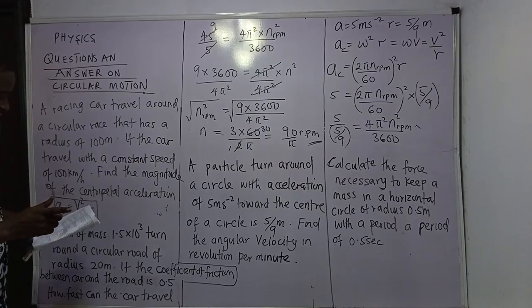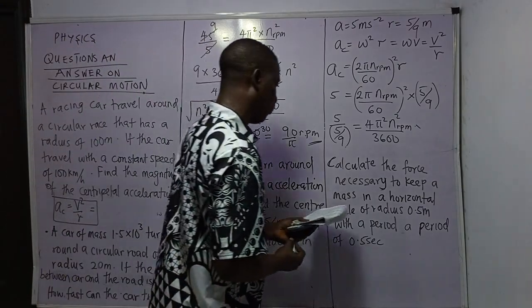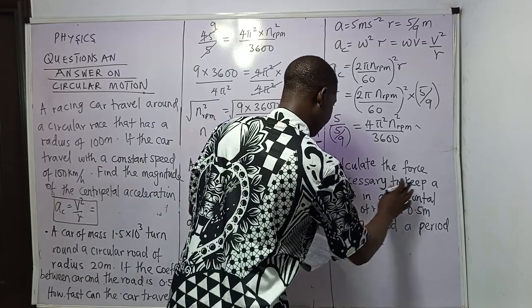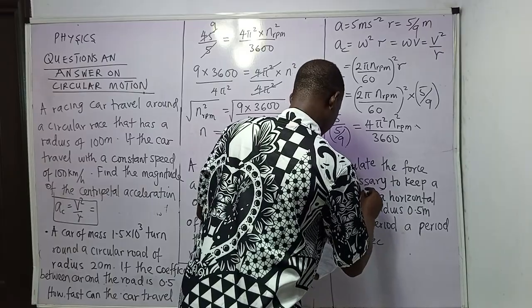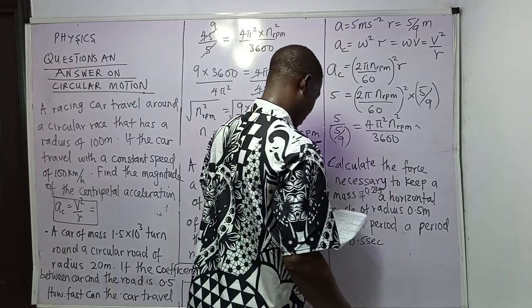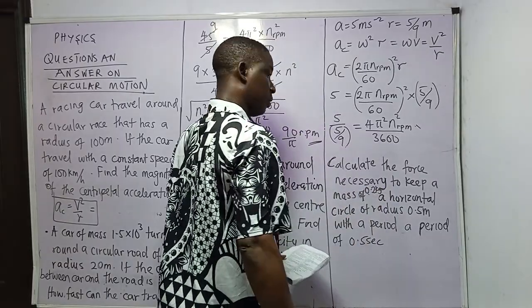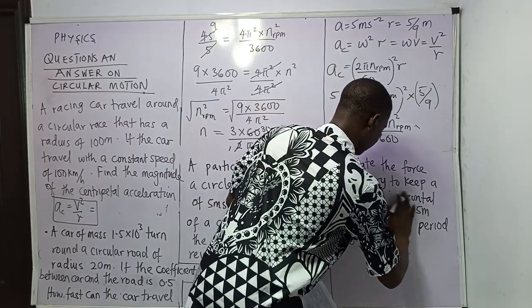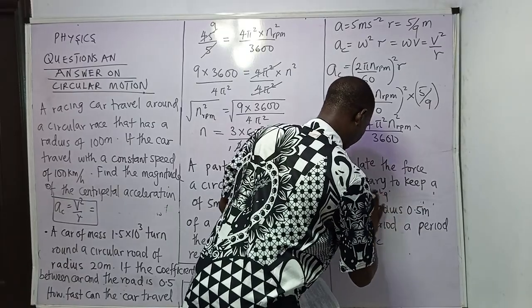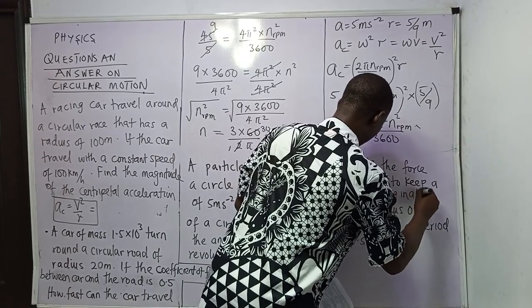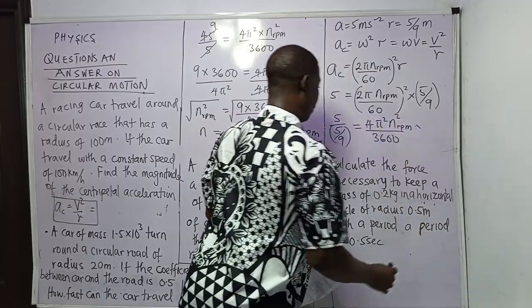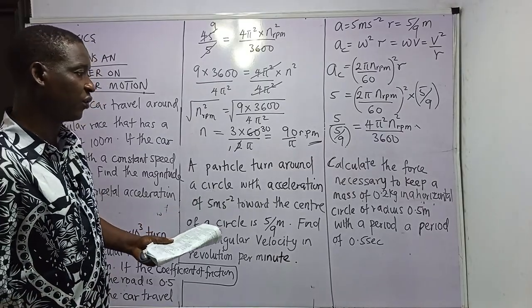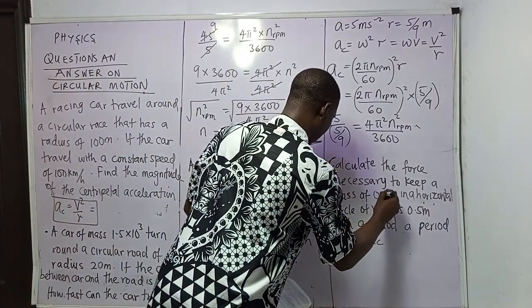Then they say, okay, I've seen that question again. They say calculate the force necessary to keep the mass of 0.2 kilogram in a horizontal circle of radius 0.5. Mass is given, 0.2 kilogram. Yes, that is what is missing. I think that was why I could not solve the previous question.